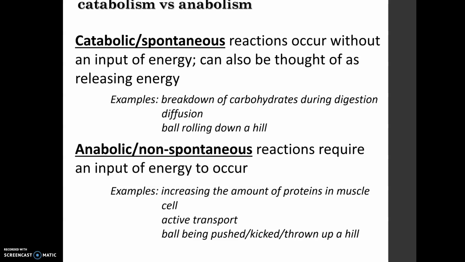So examples of this would be increasing the amount of proteins in a muscle cell by repetitious movement with a weight or something like that. Active transport, a ball being pushed or kicked up a hill. These will all be examples of anabolic or non-spontaneous reactions.